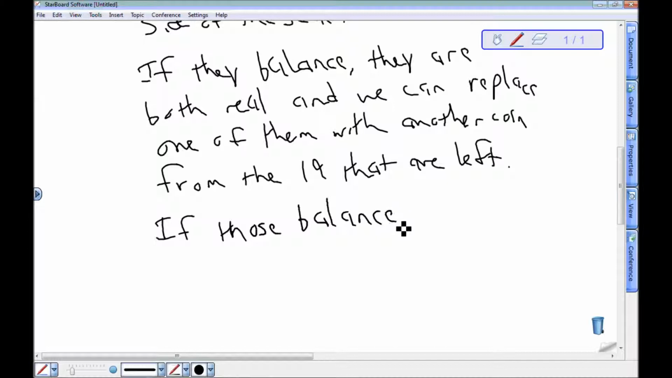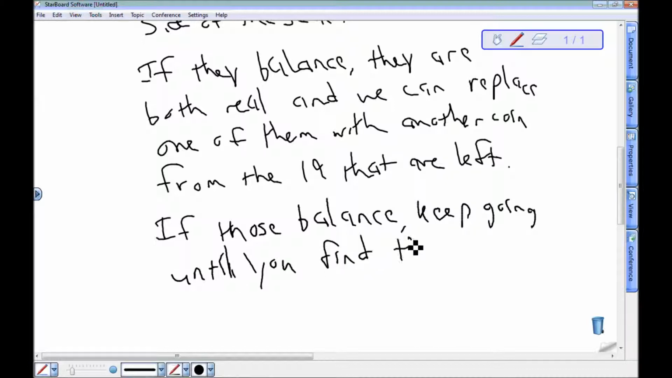If those balance, keep going until you find the one that doesn't. It is the fake.